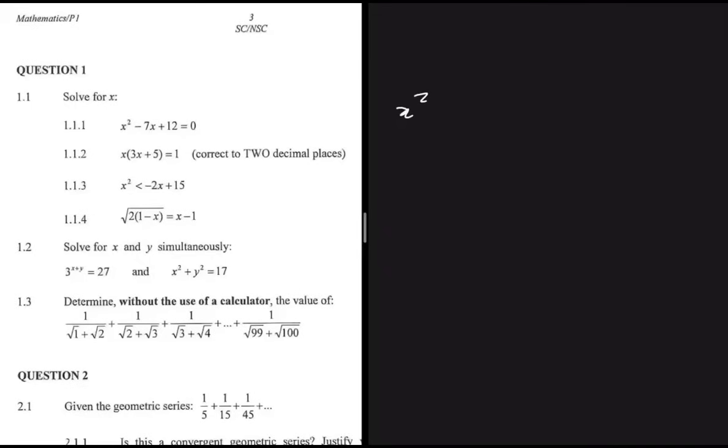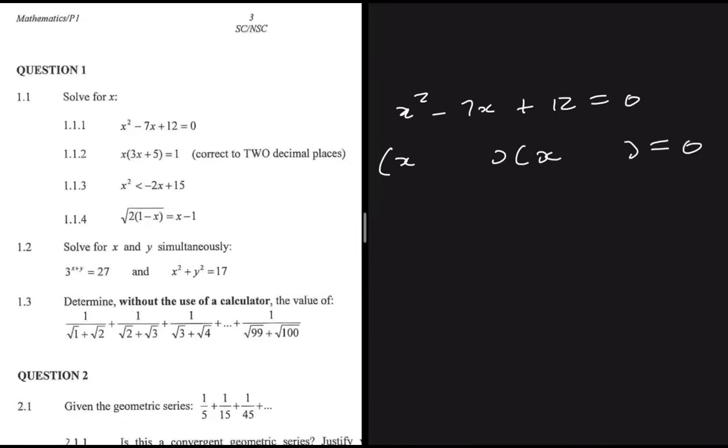x squared minus 7x plus 12 is equal to 0, right? So we are supposed to solve for x, right? So if we try and factorize this, we're going to get x, and then in another bracket, we also have x, being equal to 0.